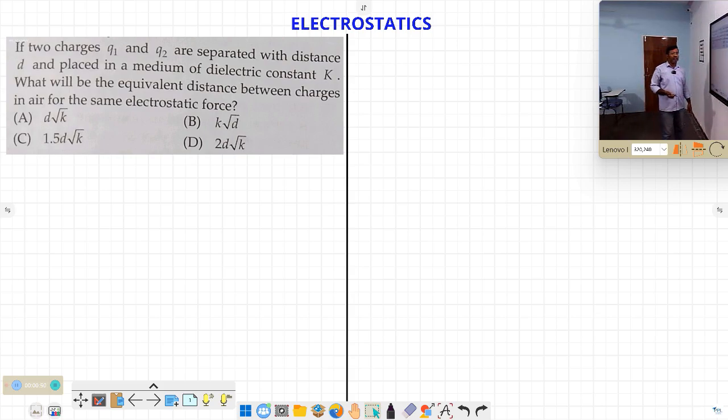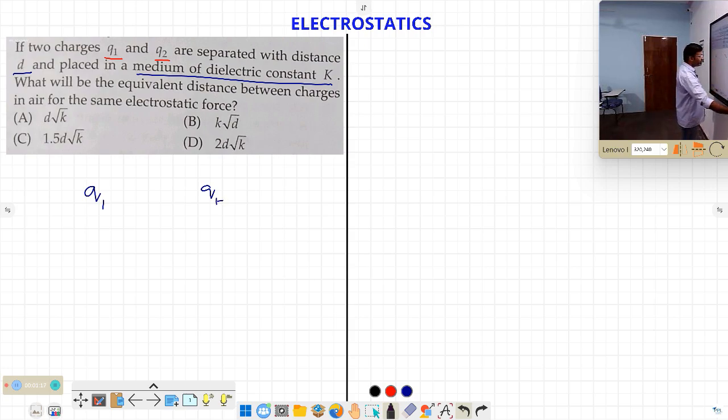So look at the first question. Based on the force concept, they have given two charges, Q1 and Q2, separated by a particular distance d. We place them in a medium of electric constant K. That means the space between the two charges Q1 and Q2 is filled with a medium of dielectric constant K.